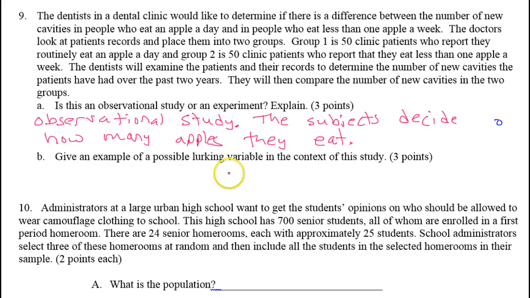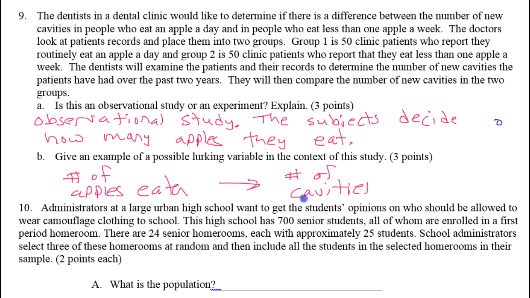Now, part B is talking about lurking variables. Now, remember, the two variables we're studying are the number of apples eaten and how that affects the number of cavities you get. Those are the only two variables we're trying to study. Any other variable that might affect the number of cavities would be considered a lurking variable.